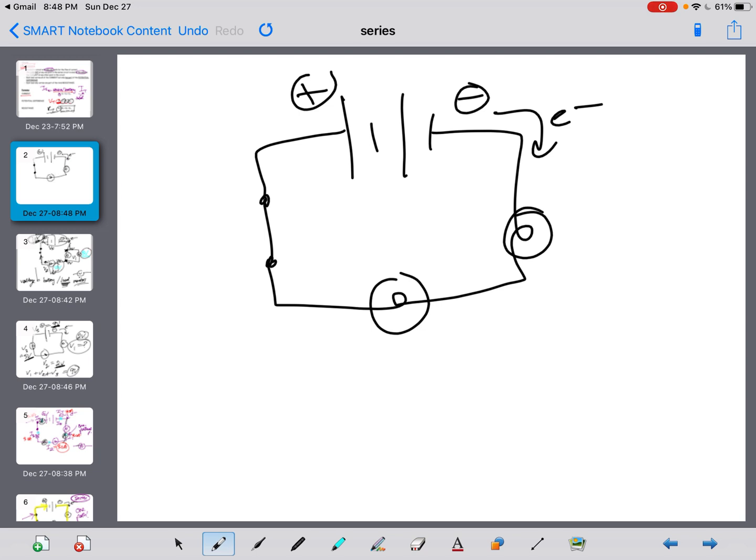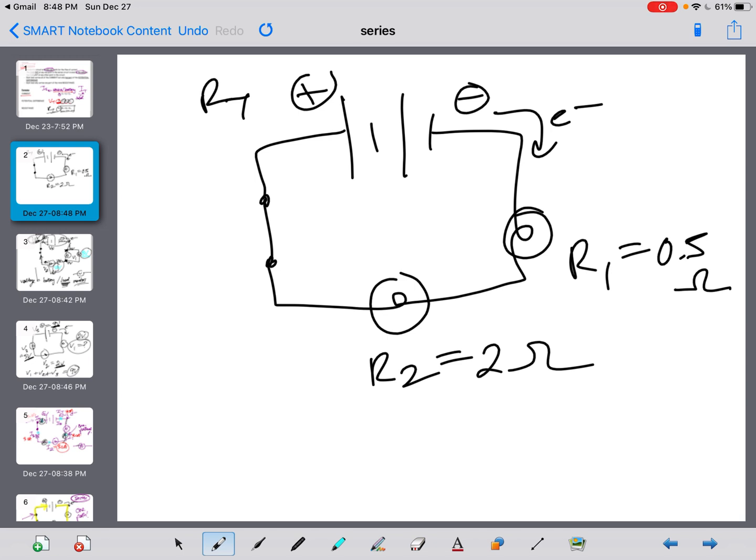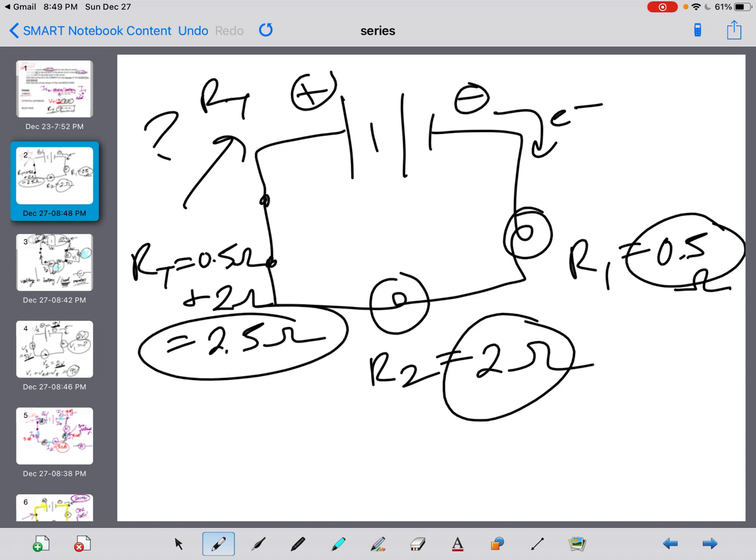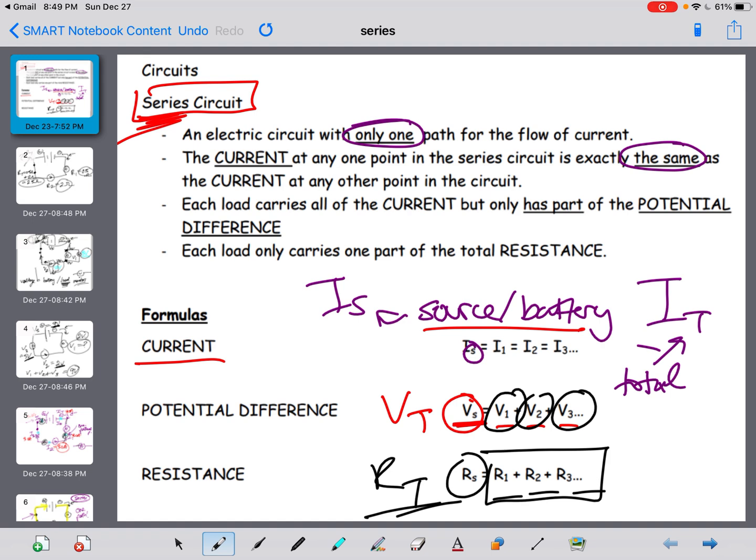Okay, so let's say we had R1, R2, and then RT is for the battery. Let's say R1 was 0.5 ohms and R2 was 2 ohms. Can we figure out what the total resistance is here? Of course we can. As soon as you understand the relationship, you know that these two added together has to equal RT. So RT would be 0.5 plus 2, which would be 2.5. Very similar. Once you understand the voltage relationship, resistance is literally identical.